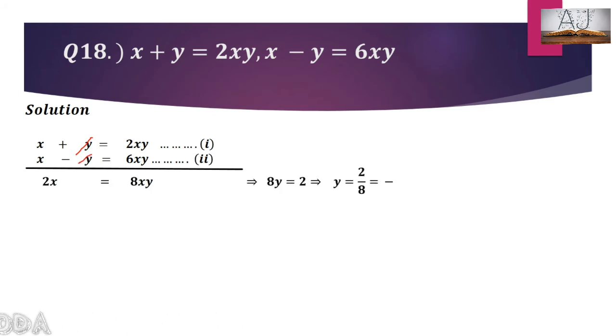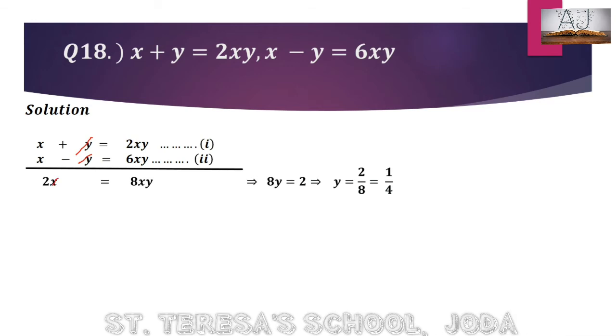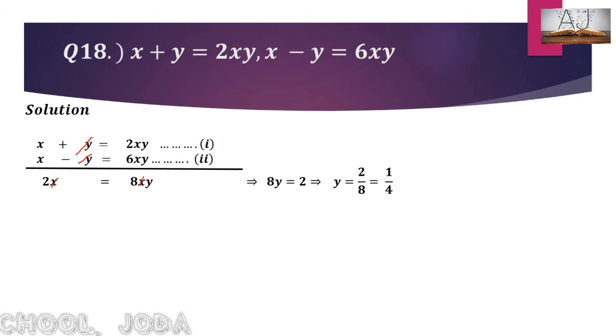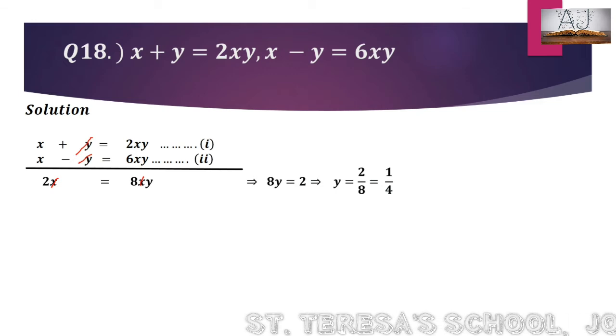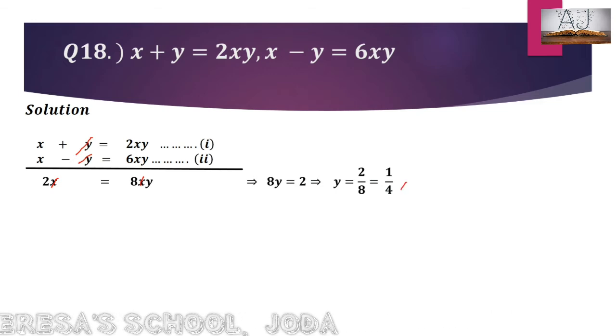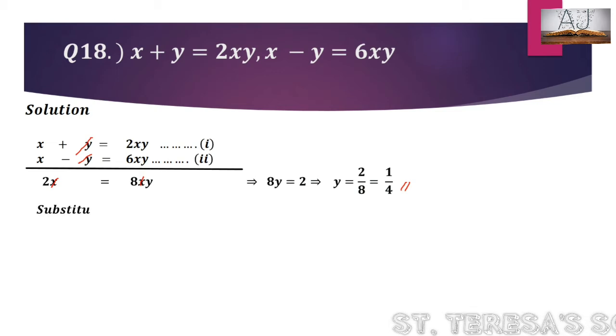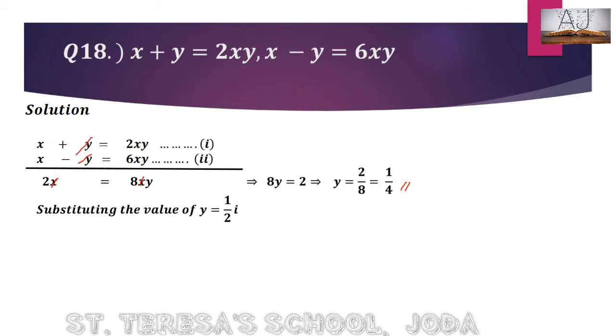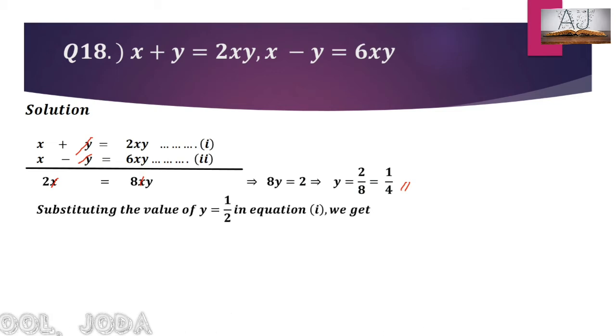x plus x is 2x, and 2xy plus 6xy is 8xy. Now you can even cancel x on both sides. You can divide and cancel if you want, or directly you can cancel like this. So 8y equal to 2, or y is equal to 2 by 8. So 2 by 8 comes 1 by 4. So like this directly we got the value of y. It's very simple. Now we'll substitute this value of y and we'll get the value of x.